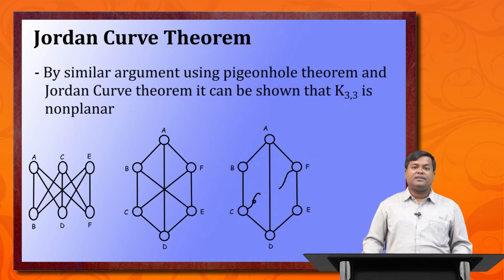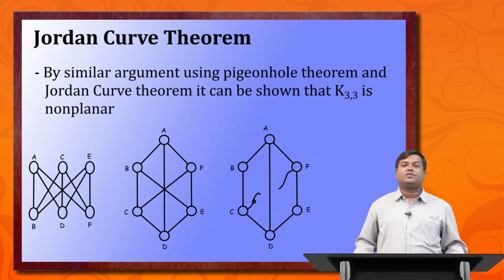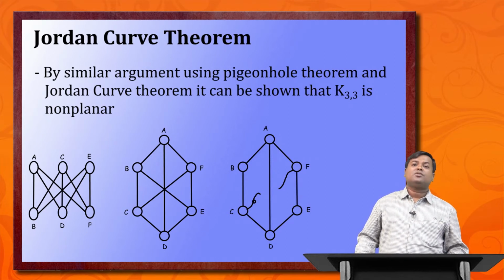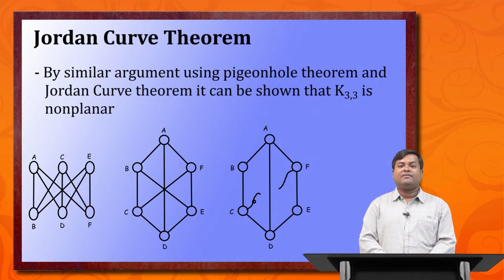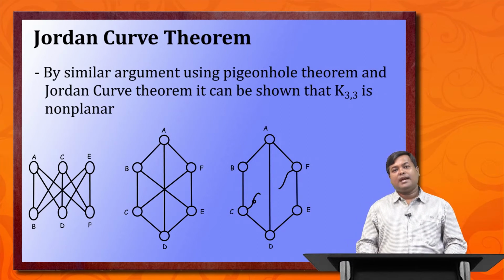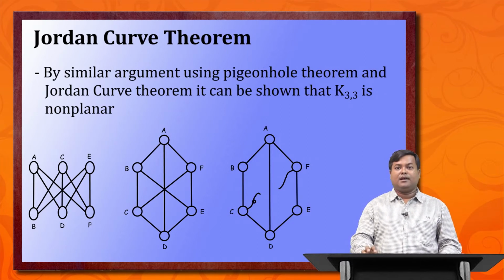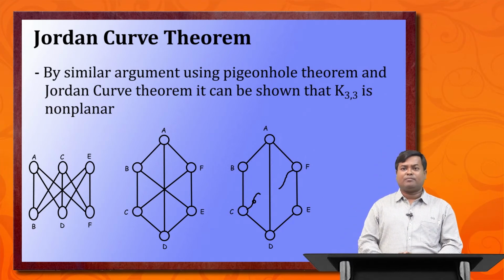By a similar argument, using the same theorems, we can always show that K33 is also a non-planar graph. K33 is basically a bipartite graph. It has 6 vertices and every vertex has degree 3. So we can show that also. I have left that as an exercise to the viewers. So now we have already proved that K5 and K33 are both non-planar graphs using topological arguments.